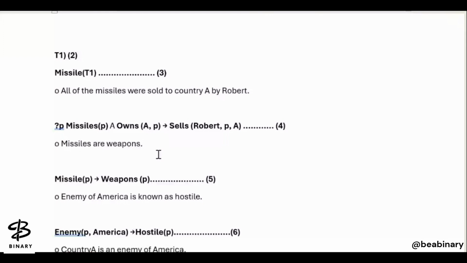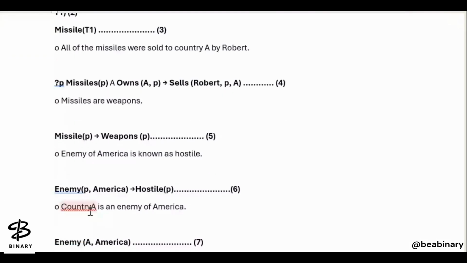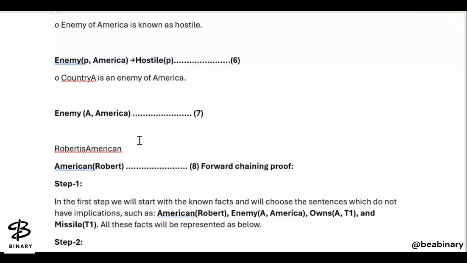An enemy of America is known as hostile. Here we identify that country A is an enemy of America, so it implies that country A is hostile. And Robert is an American. So Robert is an American.